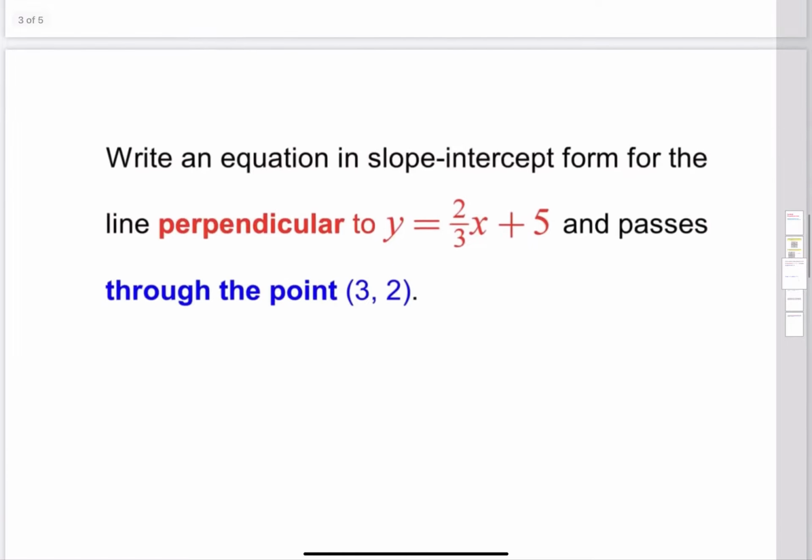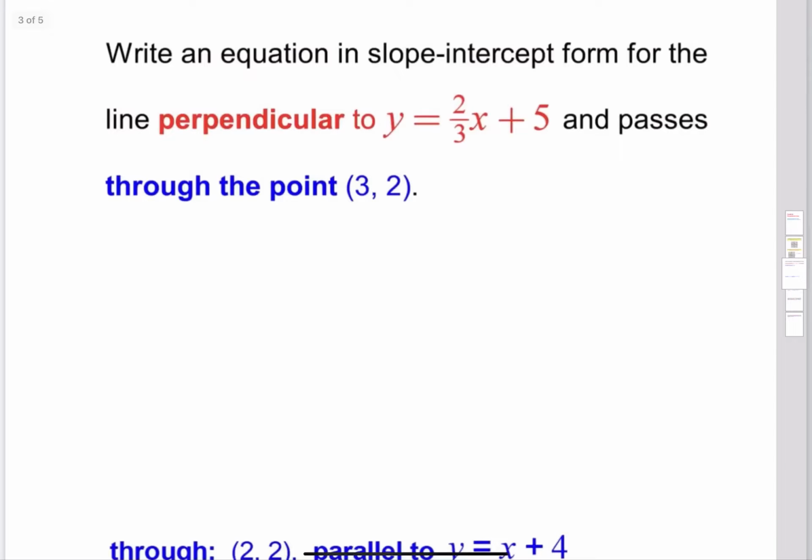All right, so let's put some of these into action here. We want to write out an equation in slope-intercept form for a line that is perpendicular to the line y equals 2/3 x plus 5, and at the same time, it needs to pass through the point (3, 2). Since we know that this line is going to be perpendicular, we know that we're dealing with a negative reciprocal.